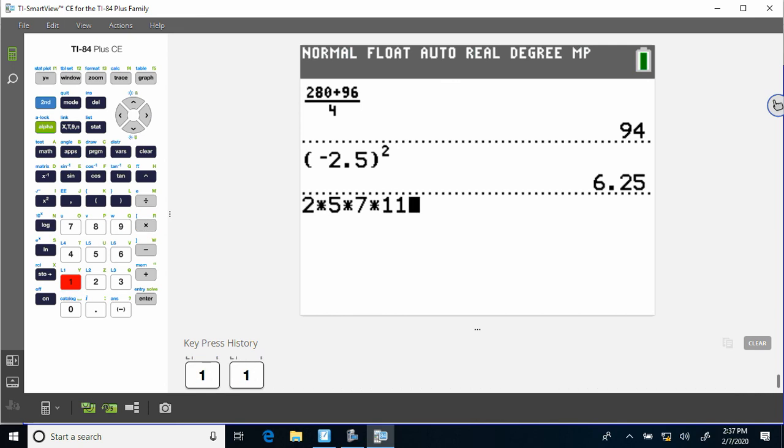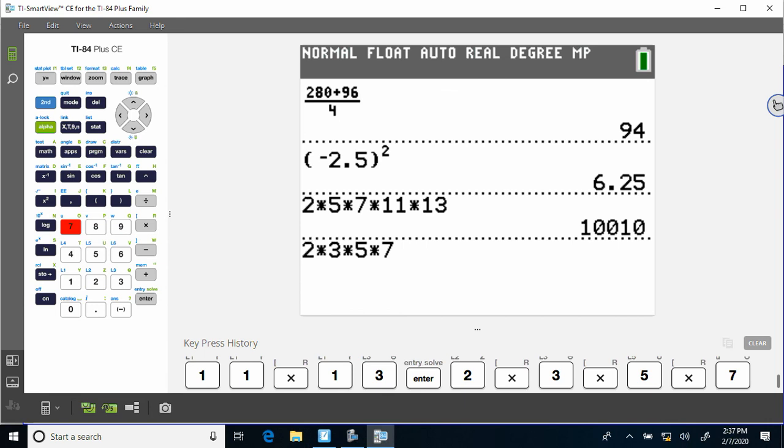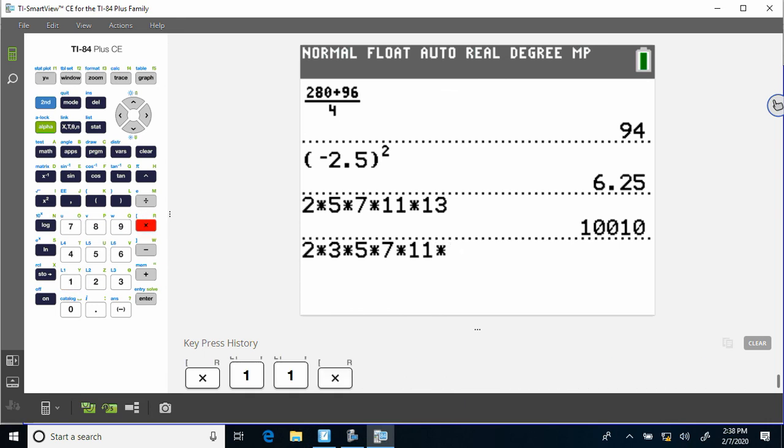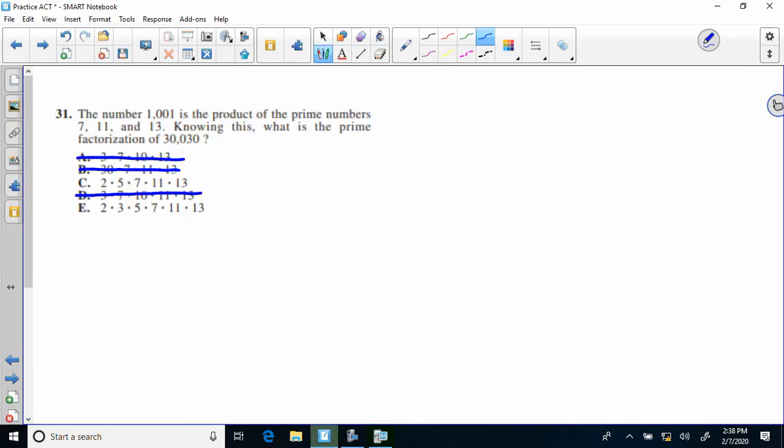11 and 13 and 13, and say, did that give me 30,000? No. And so you do your last one and do 2 times 3 times 5 times 7 times 11 times 13, and you go, wow, that did give me the right answer, and so my answer has to be E. That's how I approached it.